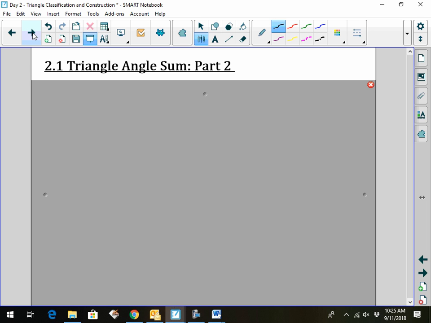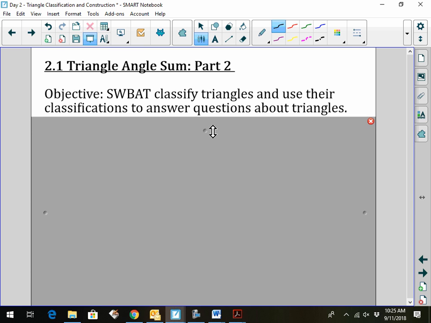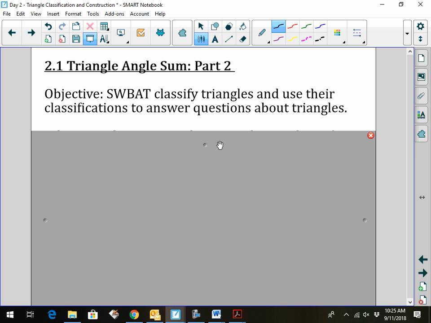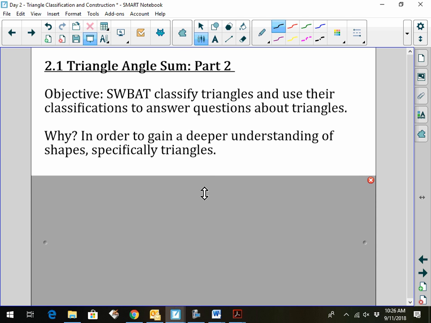So to start, we're going to look at triangle angle sum. In our previous video, we talked about adding up the angles in a triangle, which sum to 180 degrees. And we also looked at exterior angle theorem. But today, students will be able to classify triangles and use those classifications to answer questions about triangles in order to gain a deeper understanding of shapes, specifically triangles.